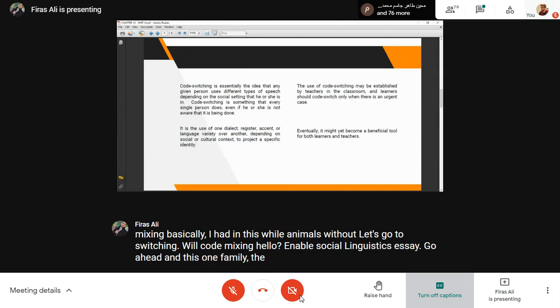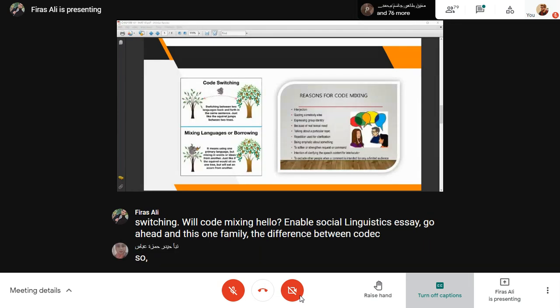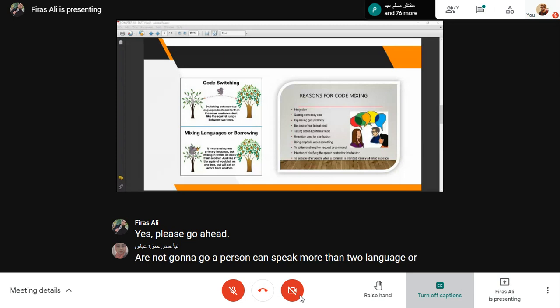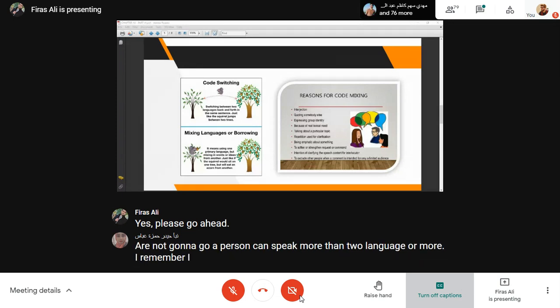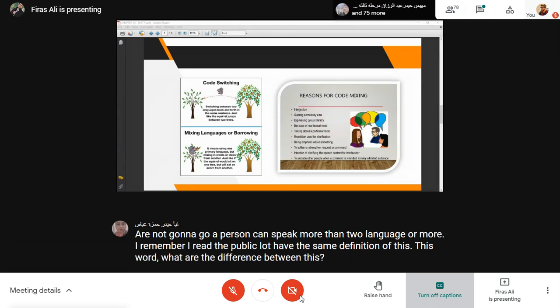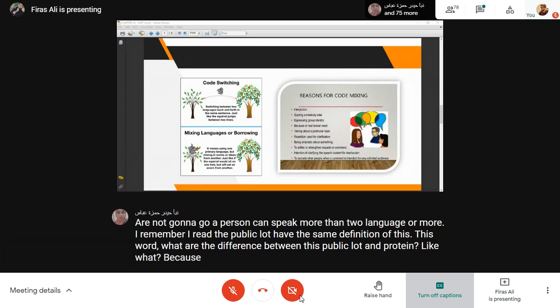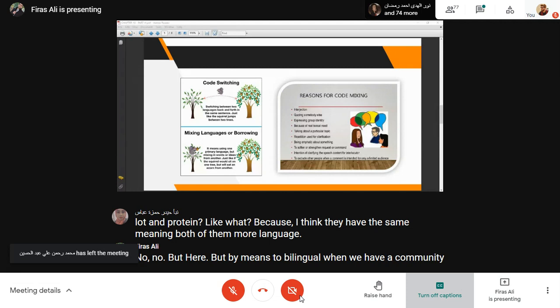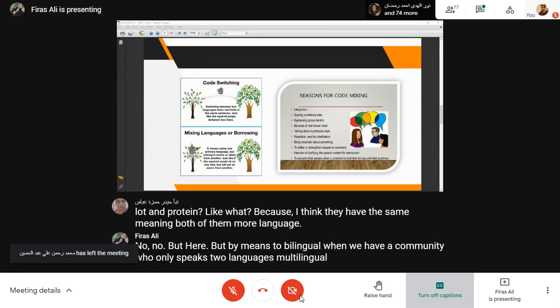The difference between code switching and code mixing. Yes, please go ahead. Sir, a multilingual person can speak two languages or more. I remember I read that polyglot has the same definition. What is the difference between polyglot and multilingual? Because I think they have the same meaning. Both of them speak more than one language. Bi means two. Bilingual is when you have a community who only speak 2 languages. Multilingual means more than 2.